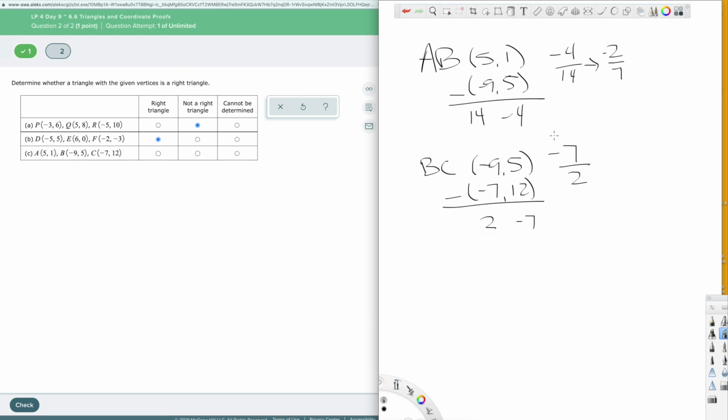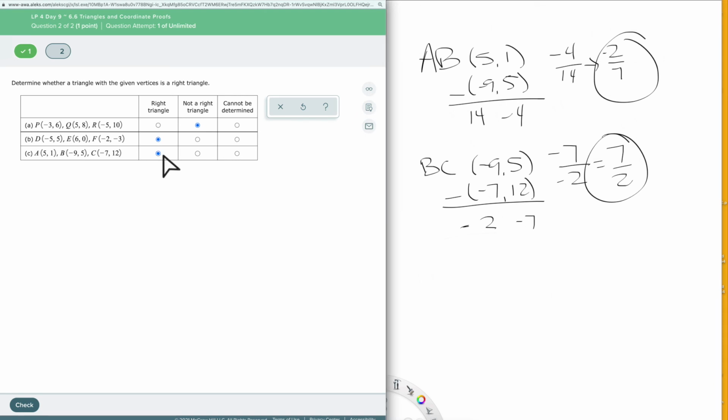And I need to make sure that I didn't mess up the negative there at all. So I end up with negative. I end up with positive. So that's fine. I end up with, oops, this should be negative. -9 plus 7. So this should be negative. So this ends up being 7 over 2. So these are negative reciprocals of each other. So it is going to be a right triangle. I don't even need to check that third side because we're not going to have another side of the triangle perpendicular, because that would mean we have more than one right angle. So we can be all done. Check.